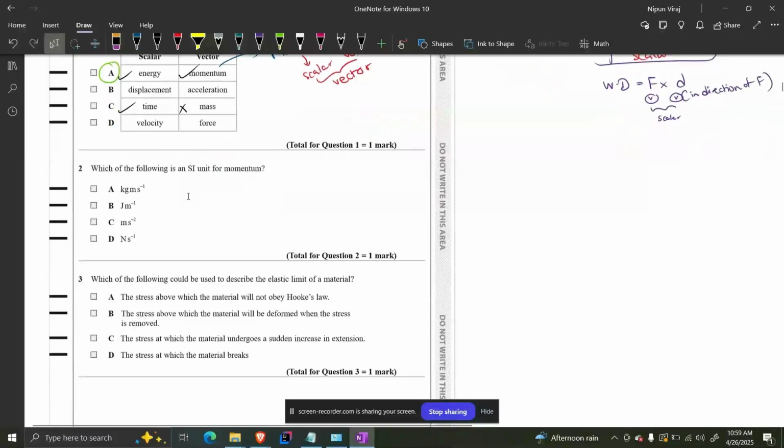Okay. What is the SI unit for momentum? Next question. So it is easy, right? Momentum is mass into velocity simply. It is this one, kg m s^-1. It's an easy question.